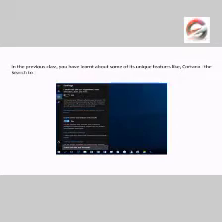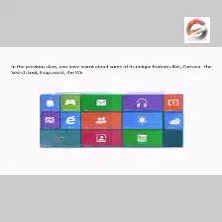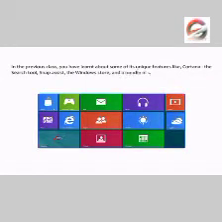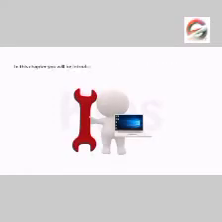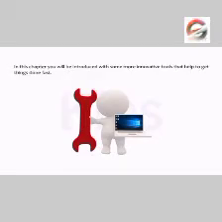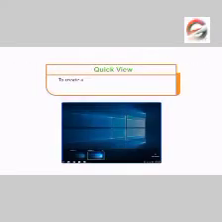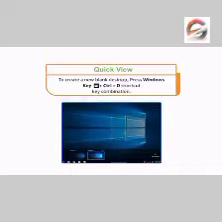In the previous class, you have learned about some of its unique features, like Cortana, the search tool, Snap Assist, the Windows Store, and a bundle of universal apps, etc. In this chapter, you will be introduced with some more innovative tools that help to get things done fast. Students know that to create a new blank desktop, press Windows key plus Control plus D shortcut key combination.